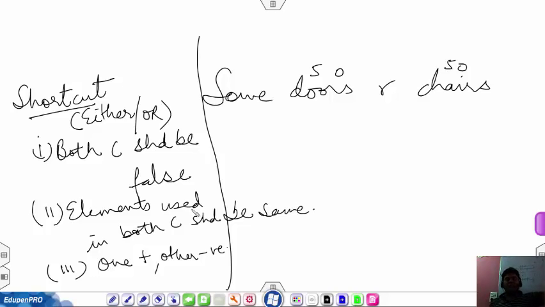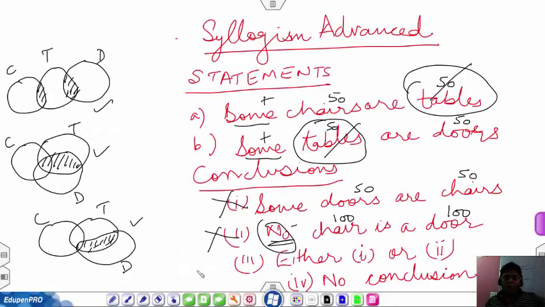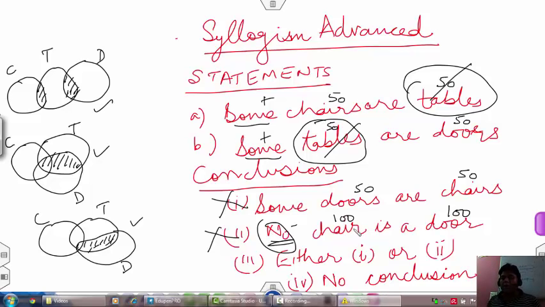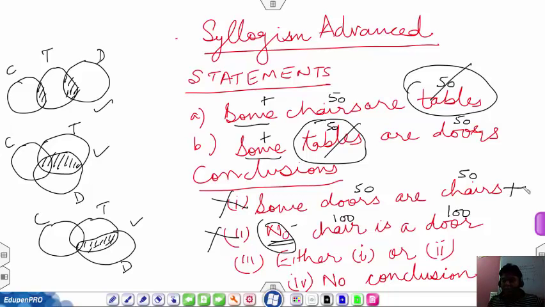If both the conclusions are false, that's one. Second, you need to verify the elements in both the conclusions should be the same, and one conclusion should be positive, the other conclusion should be negative. Let me verify all the three. Both the conclusions are false. The elements here are door and chair. The elements here are also door and chair, no matter what the order is. Right? So the elements are the same. The conclusions are false, and one of them is a positive conclusion, the other is a negative conclusion.